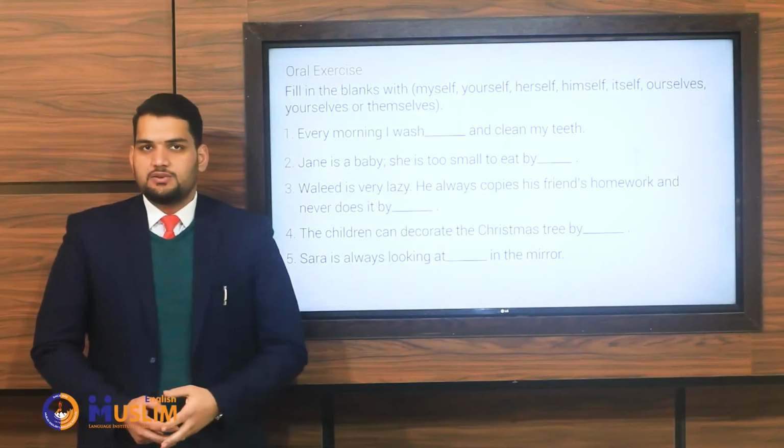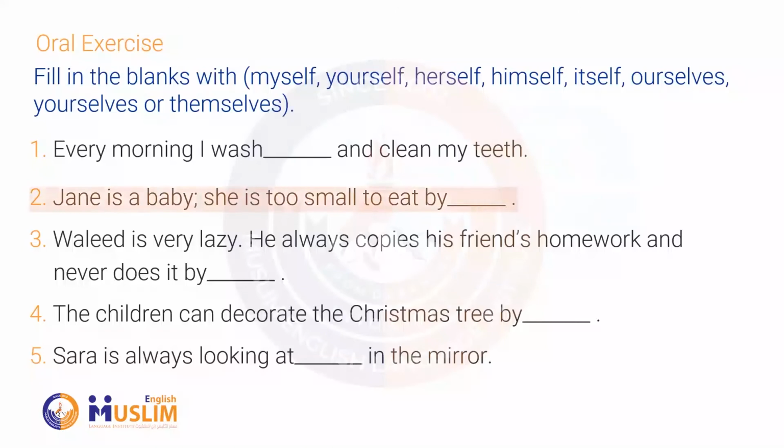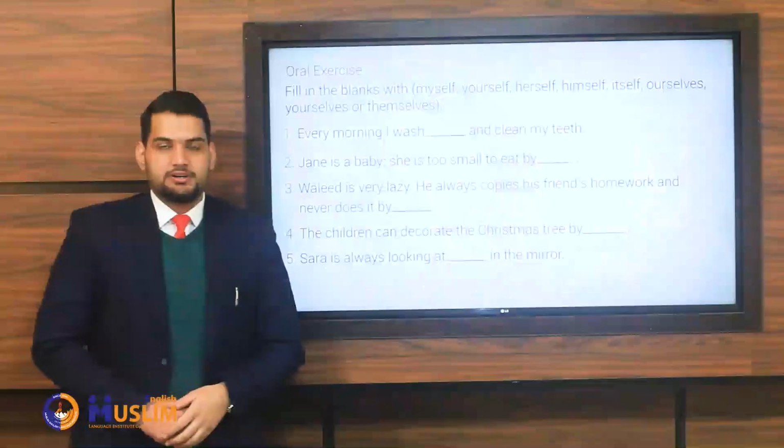Okay, so now let's talk about the answers. Number 2. Jane is a baby. She is too small to eat by herself. 3. Waleed is very lazy. He always copies his friend's homework and never does it by himself. 4. The children can decorate the Christmas tree by themselves. 5. Sarah is always looking at herself in the mirror.